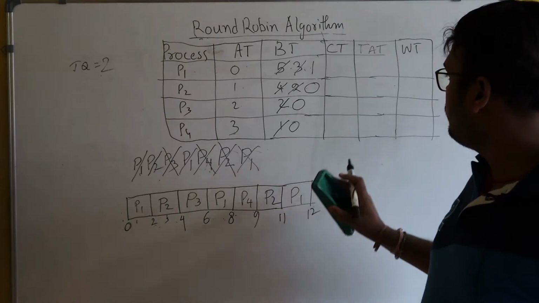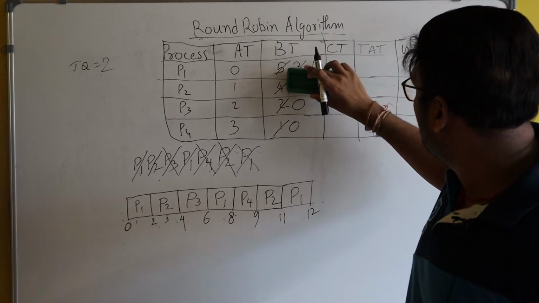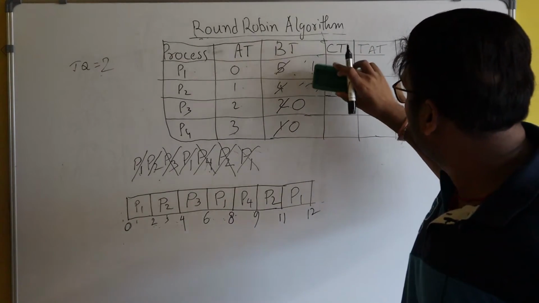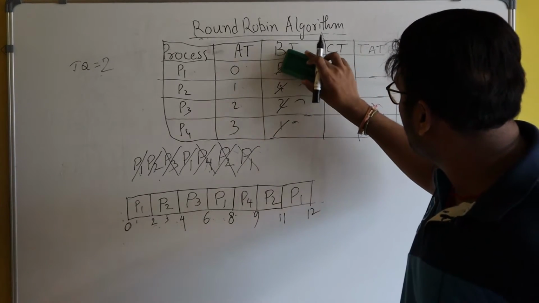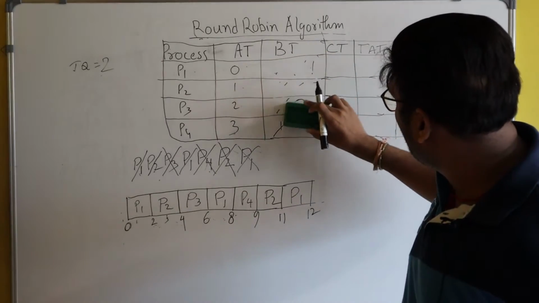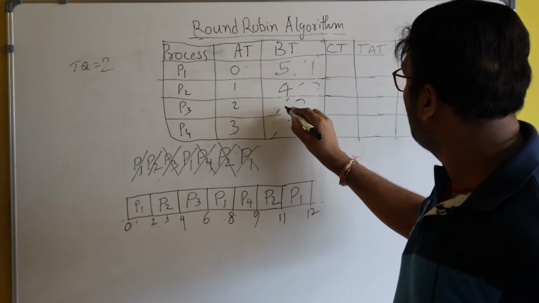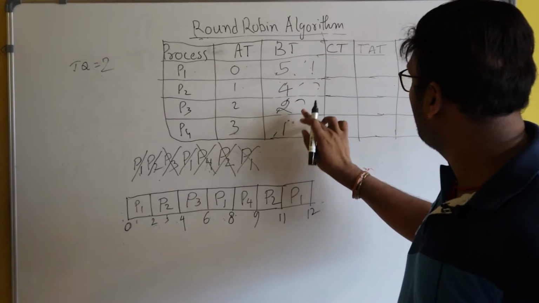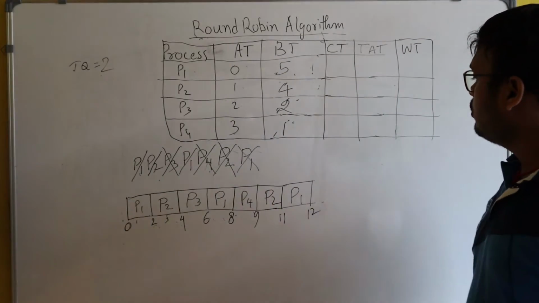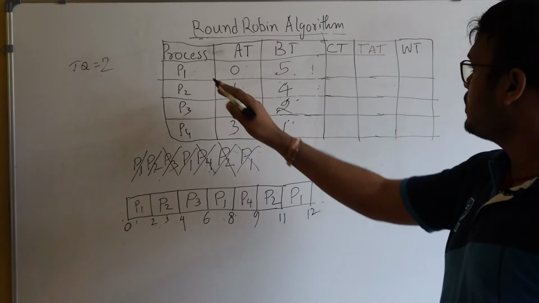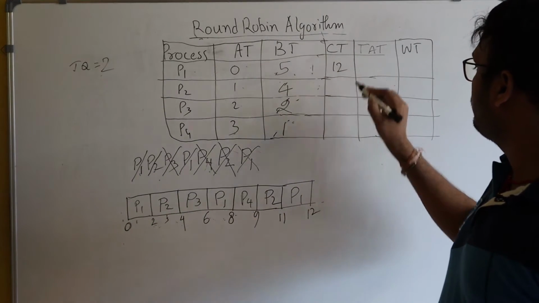Now here I am writing it properly. 5, 4, 2, 1. Now, what's the completion time of process P1? Just start from here, 12 seconds. So here I will write 12.